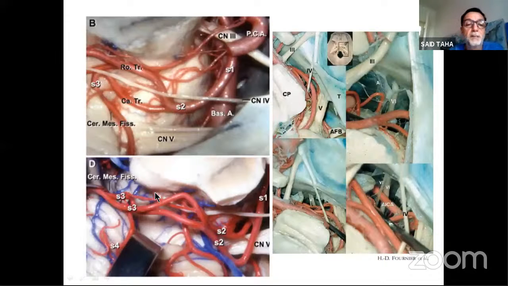Here it appears at the inferior portion of the inferior colliculus and runs lateral to the midbrain between the superior cerebellar artery and the posterior cerebral artery. It runs a few millimeters along the free edge before piercing it in the posterior part of the oculomotor triangle.